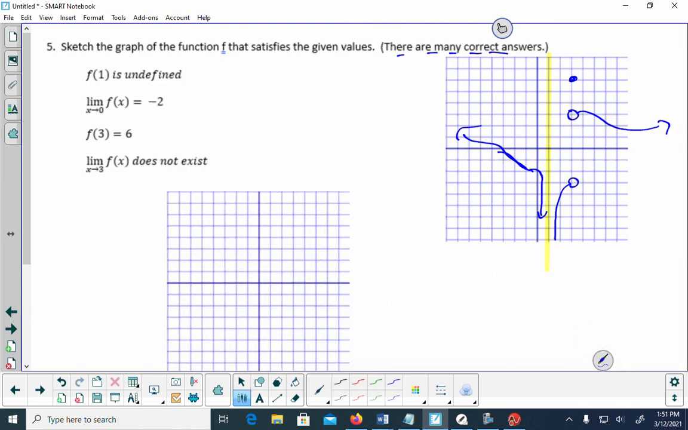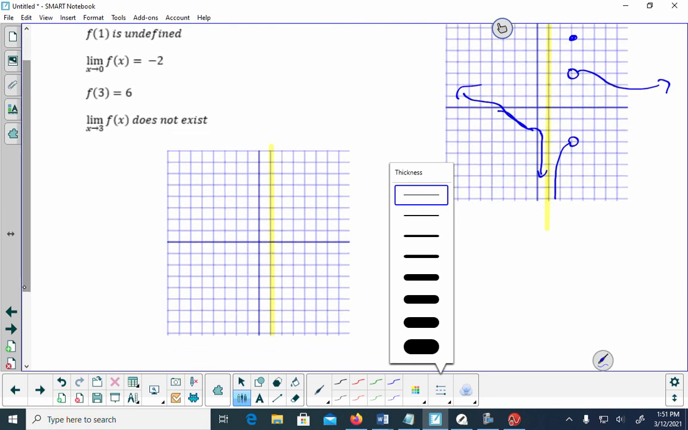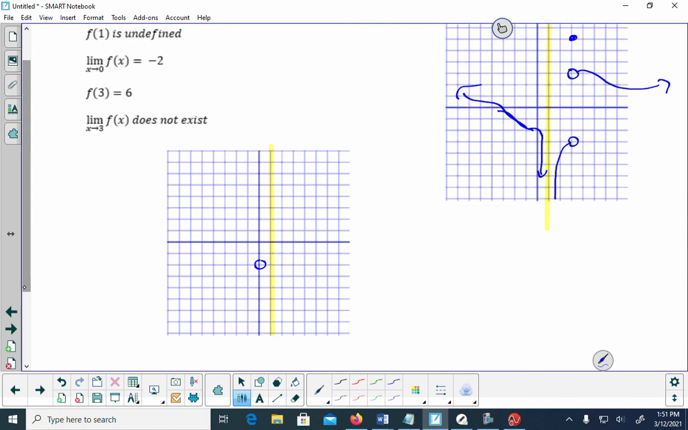Let's say I did something a little bit different. Let's say I said f of 1 is undefined, so I'm still having that highlighter at 1 to remind me that I'm not going to put a point there. Then I'm saying that the limit as x approaches 0 is -2. So let's put an open circle here, and let's say I'm approaching -2 here. And then let's say I approach here. Let's say I just have another open circle here. And then f of 3, 1, 2, 3, 4, 5, 6, have that there.